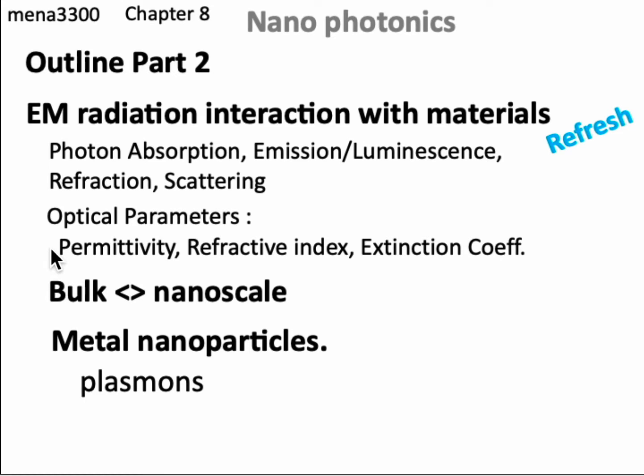Then it is important to understand if and why these electromagnetic interactions yield different results for nanoscale material than in bulk. This podcast will introduce what we call plasmons and will emphasize metal nanoparticles.